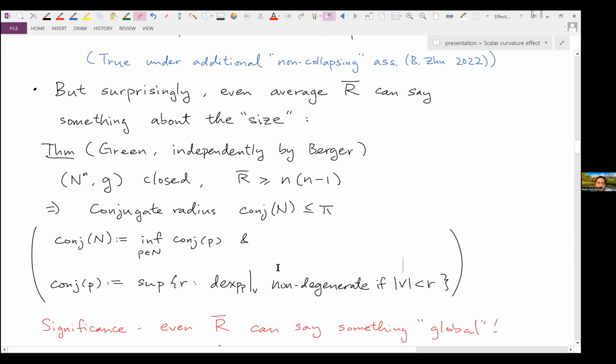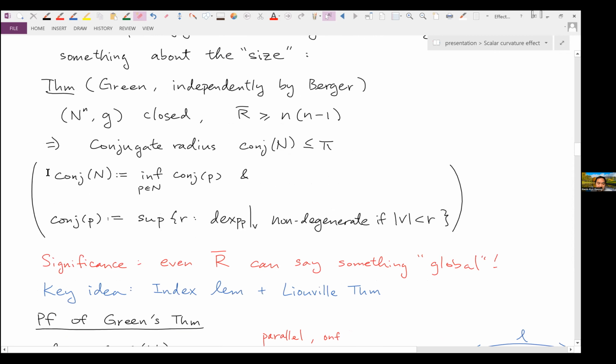So by the conjugate radius, it means basically that let's say the conjugate radius is r, then that means for any geodesic of length r, there isn't a pair of conjugate points on that geodesic. Or in other words, the exponential map is actually non-degenerate within a ball of radius r. Okay, so this is the largest such r. So in some sense, this conjugate radius measures the size of the manifold. So it says that if the average scalar curvature is big, in some sense, then the size is small.